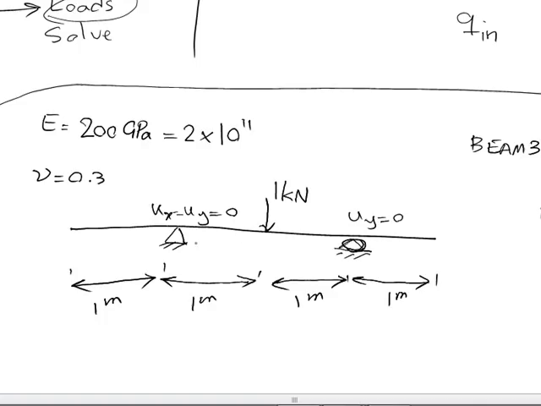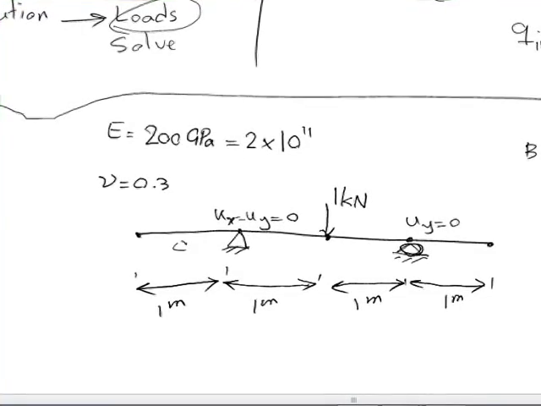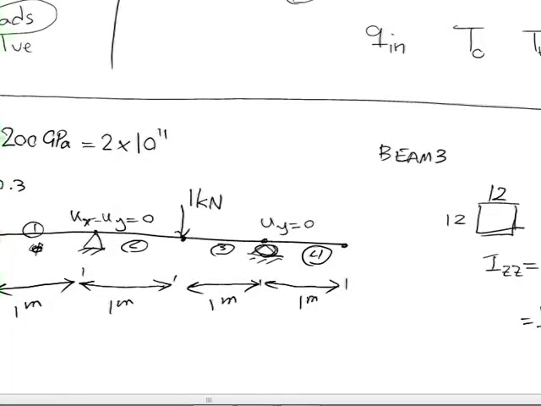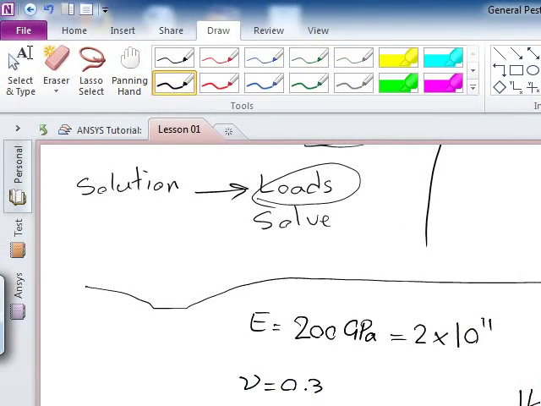And because this is a very basic analysis, I will only define 5 nodes, here, here, here, here, and here. So I will only define 5 nodes, and I will have 4 elements. So this is my element 1, element 2, element 3, and element 4. The more elements and the more nodes you have in your model, the more accurate your analysis will be.